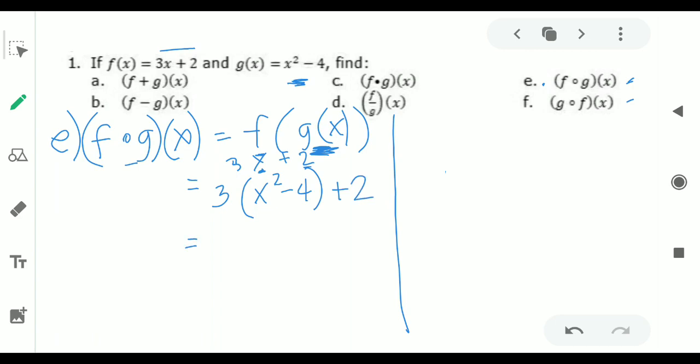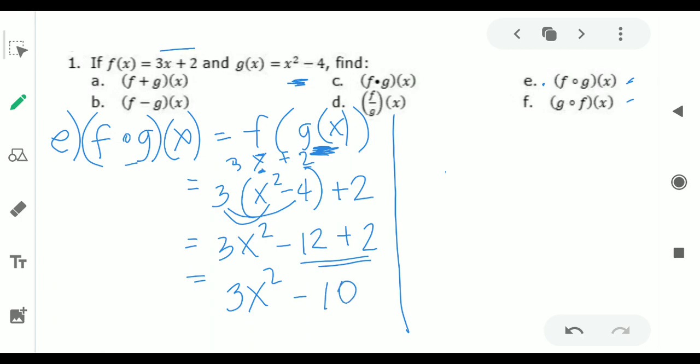So multiply 3 times x squared, that's 3x squared. Multiply 3 times negative 4, that's negative 12. Then copy 2. So you can only simplify negative 12 plus 2. So that's 3x squared. Negative 12 plus 2 is negative 10. So that is 3x squared minus 10. Okay, so that is f circle g of x.